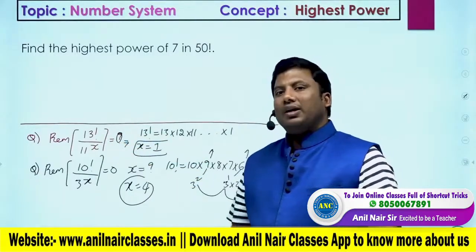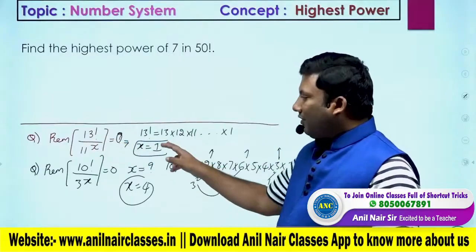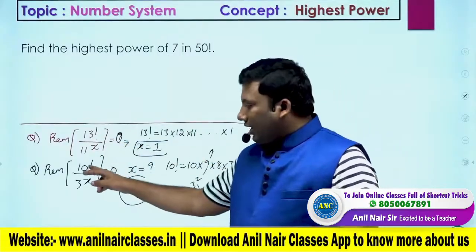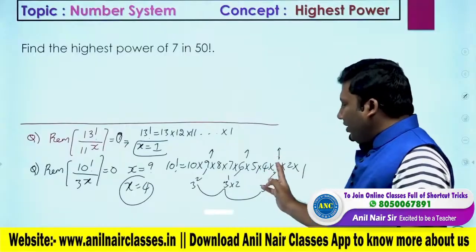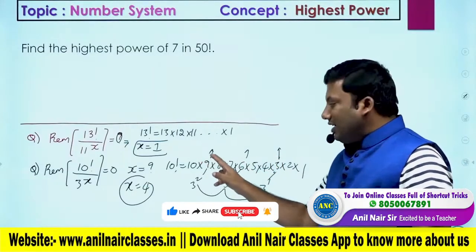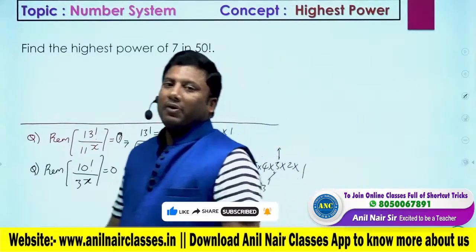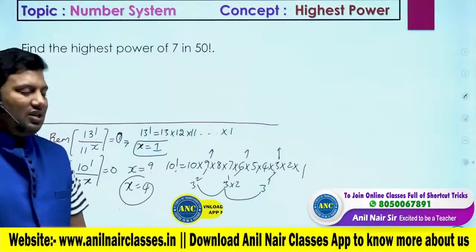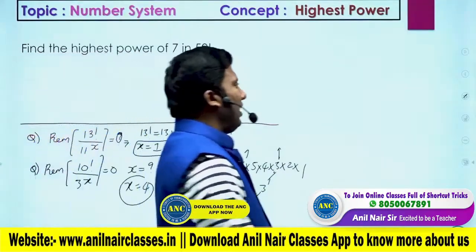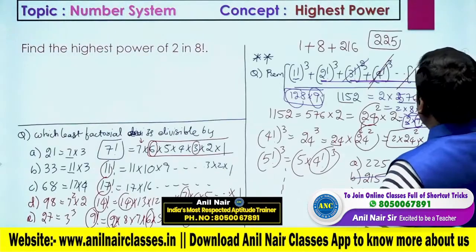13 factorial divided by 11 power x. 13 factorial contains 1 power of 11. X equivalent to 1. 10 factorial contains 3 1s are 3, 3 2s are 6, 3 3s are 9. 3 square, 1 power of 3, 1 power of 3. 3 power 2 plus 1 plus 1, it is 3 power 4. So x value will be 4.